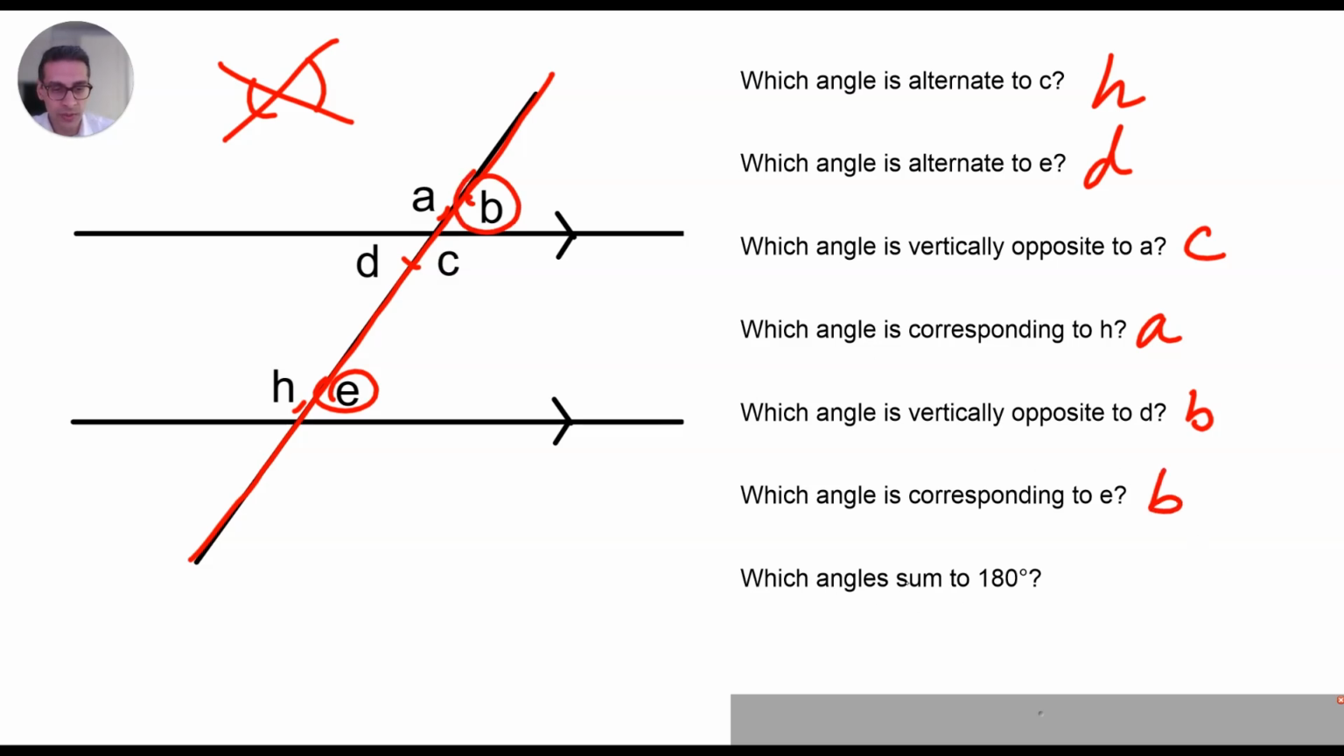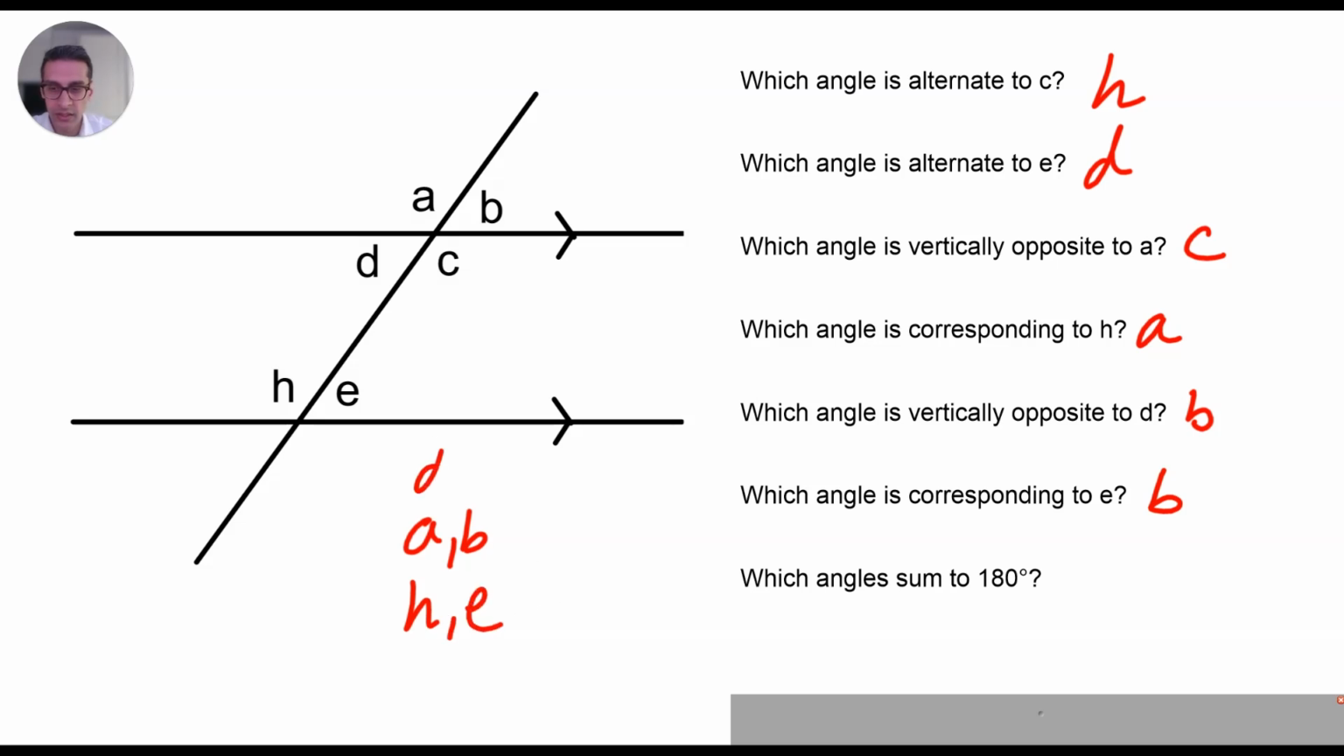And then which angles sum to 180? Now, there's lots of answers to this. I'm not going to list every pair, but you can see some straightforward examples are A, B; H, E; D, C; A, D; B, C. That might be all of the answers there. I may have missed one, but that's good enough for now.